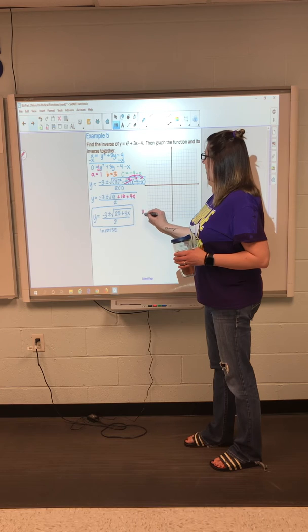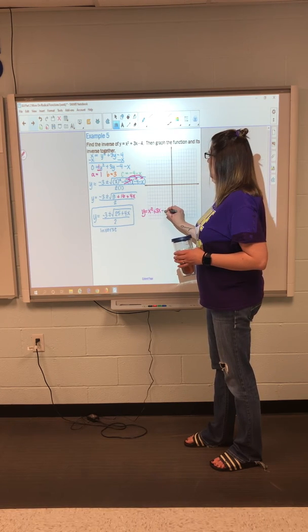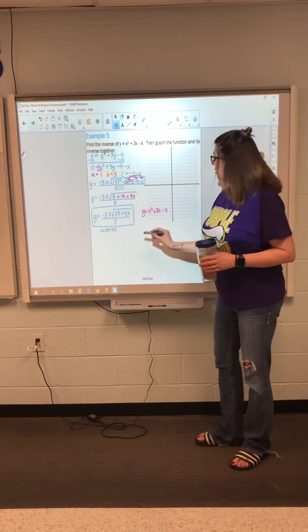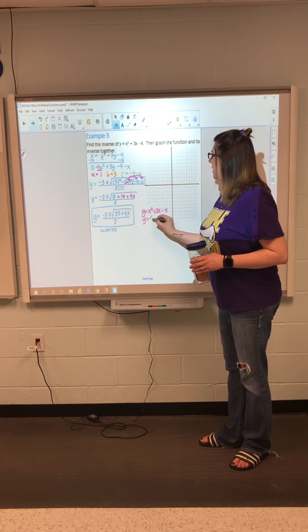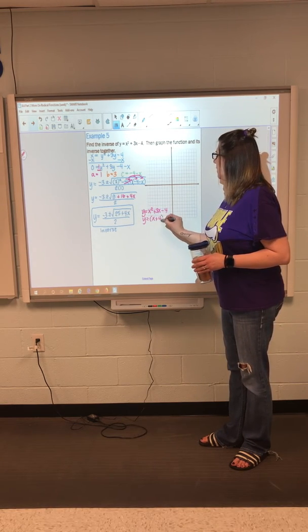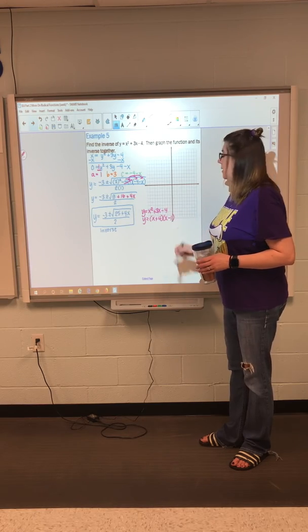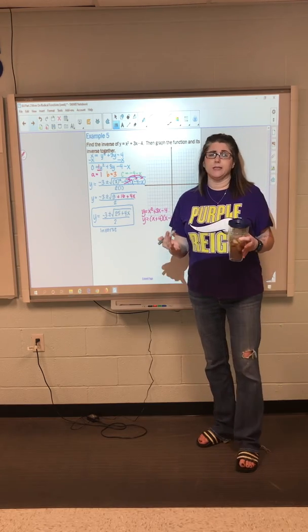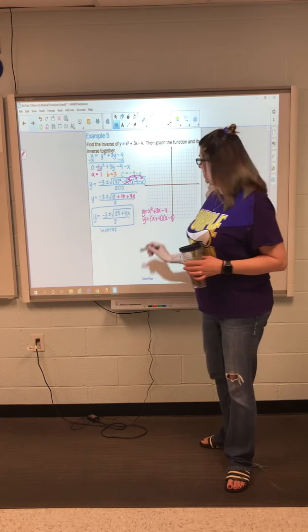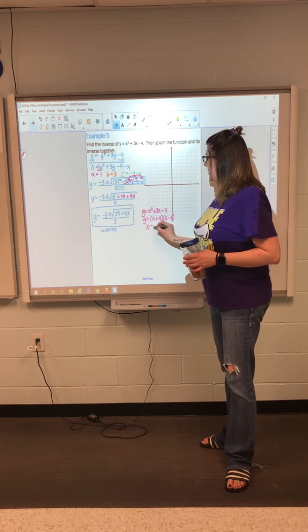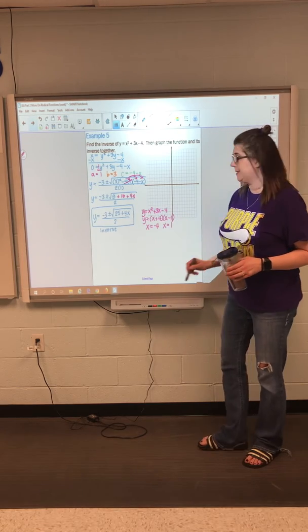I have y equals x squared plus 3x minus 4. So I'm in product chart, I'm going to go ahead and factor that. That's going to turn into (x plus 4)(x minus 1). Remember, we're going to set those equal to 0 because that's going to give us those x-intercepts. So we're going to have an x-intercept of negative 4, and an x-intercept of positive 1.